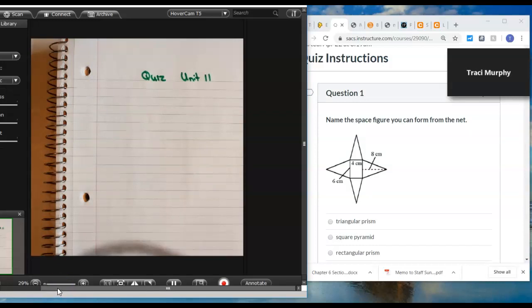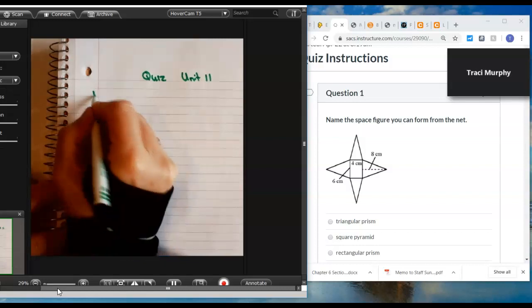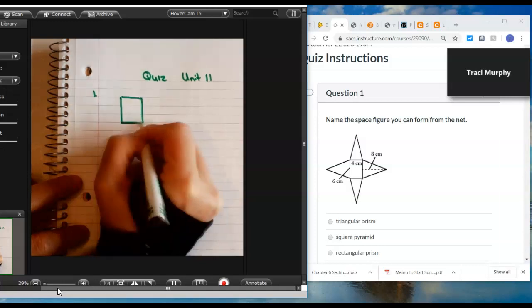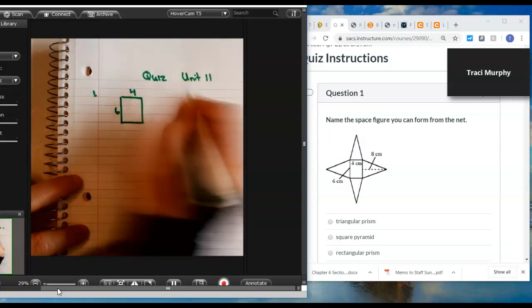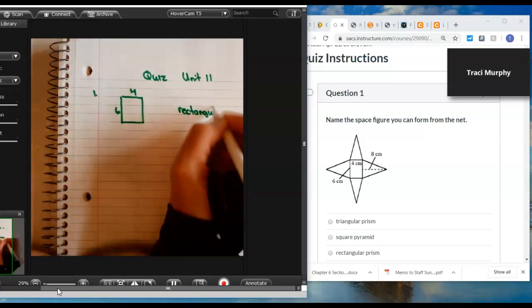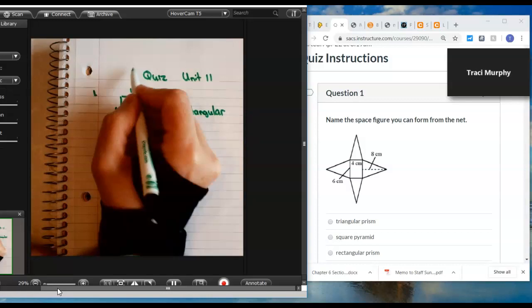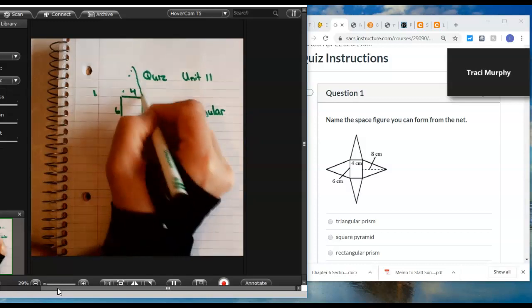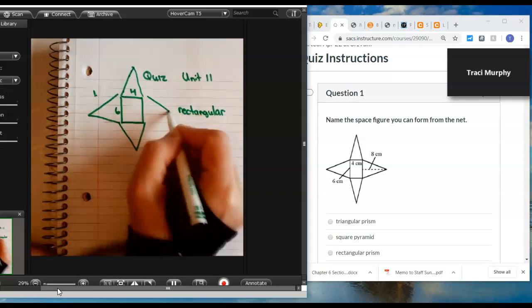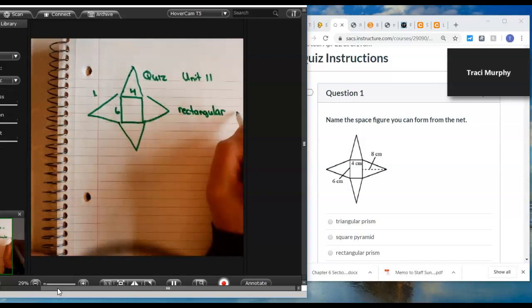So the first thing I can see, and I tried to pull up the quiz but also write over here for you: if you look at this shape in the middle, this is your base, this is 6, and this is 4. So I automatically know it's rectangular. Many of you thought it was square. And then I can see from each of these faces, those are triangles, so that would be a rectangular pyramid.